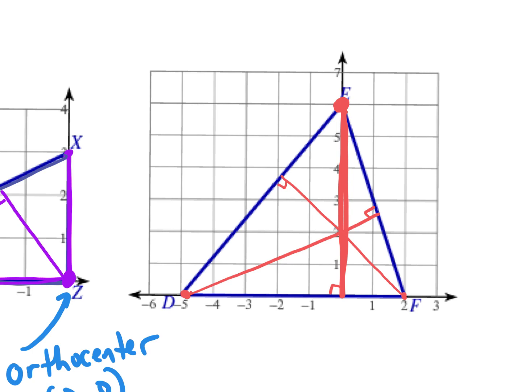You can see these intersect at a point, and this point is what we call the orthocenter. It is the intersection of the altitudes. The orthocenter in this case appears to be 0, 2, since this is on a coordinate plane, but a lot of times it'll just be in free space.